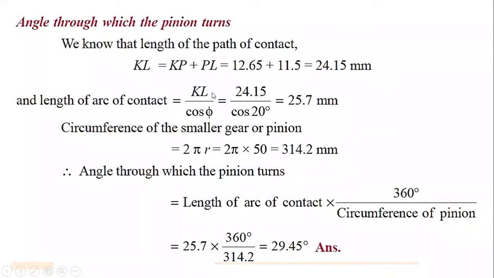Using this value we will find the length of arc of contact. Here the circumference of the pinion is 2 pi r, where r value is 50. We get the circumference of the pinion, apply all the values in this formula, and we get the angle through which the pinion turns as 29.45 degrees.